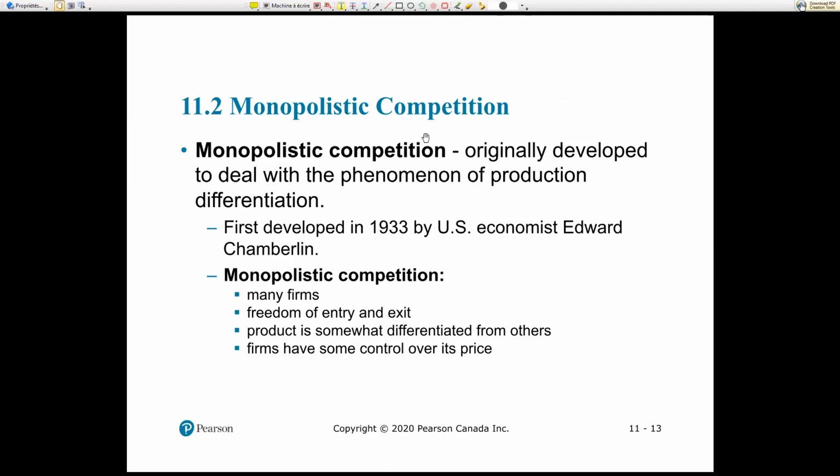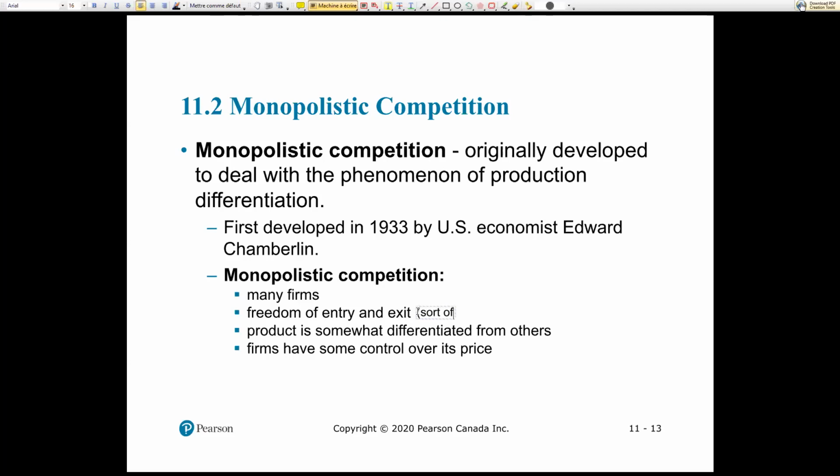Okay, so continuing the monopolistic competition. That was developed by Edward Chamberlain. So what do you have here? You have many firms, freedom of entry and exit. That's the same as in perfect competition.